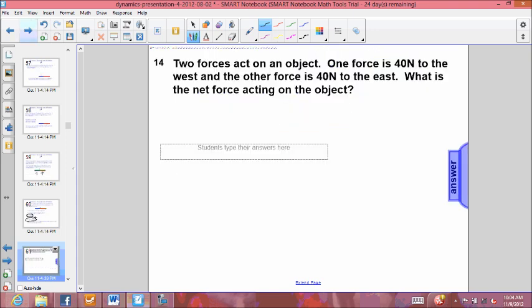Now in this example, we've got two forces acting on an object. One force is 40 newtons to the west, and the other force is 40 newtons to the east. What is the net force acting on the object? If you remember from a compass, you've got north, south, east, and west. So we can think of the west and the east like a number line.